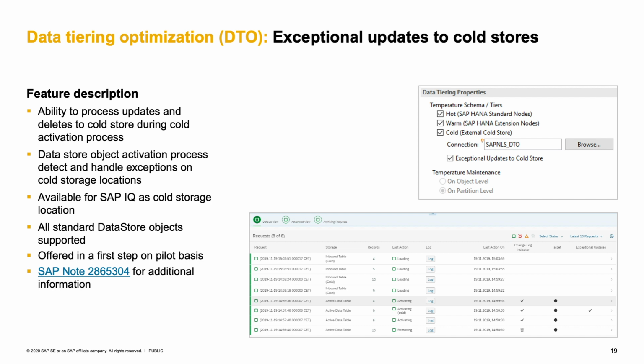Also important to know is that this capability is currently in a pilot phase. You can see a note at the bottom of the slide here, where you can get more information about applying for the pilot and so on and so forth, if you are interested in this capability.